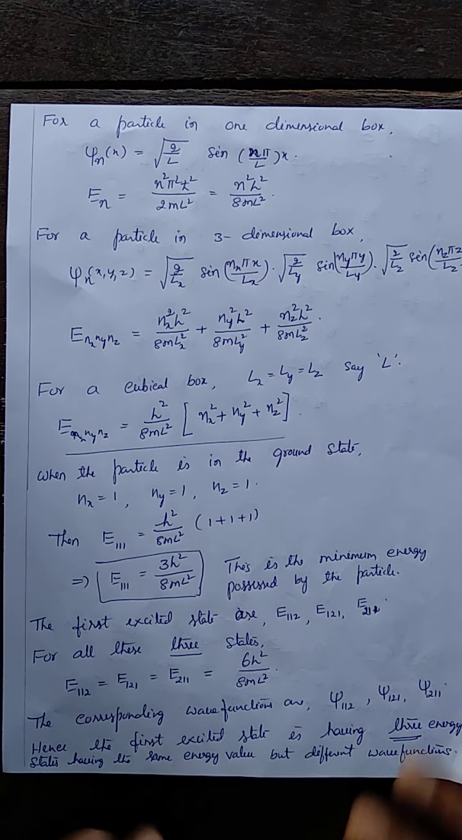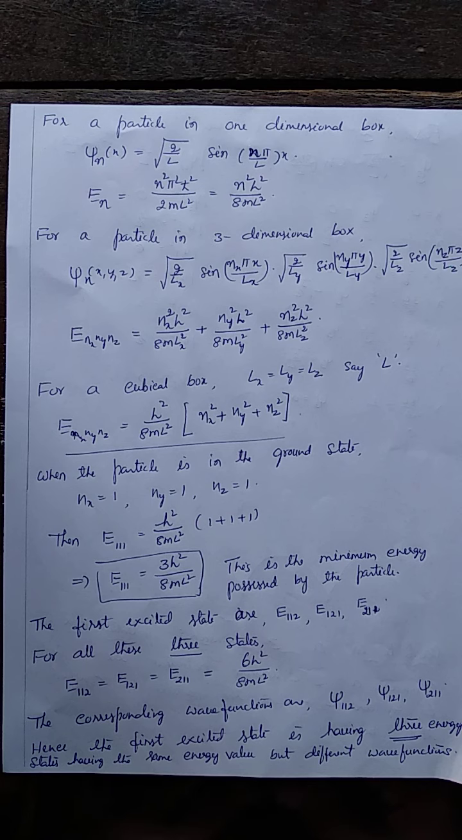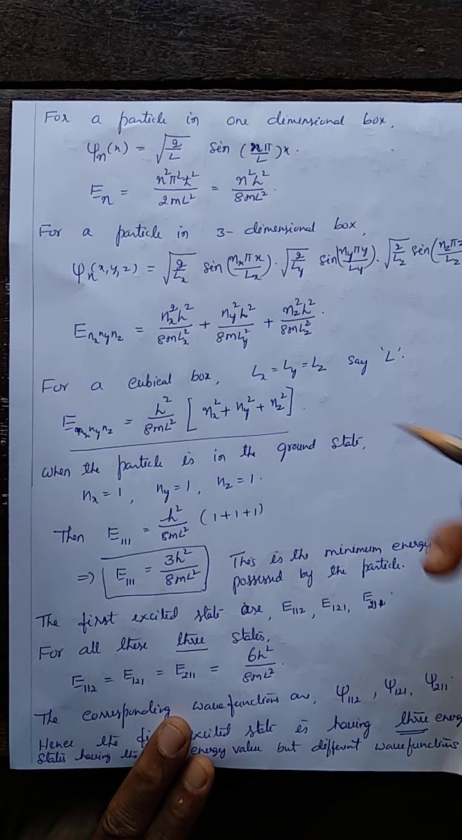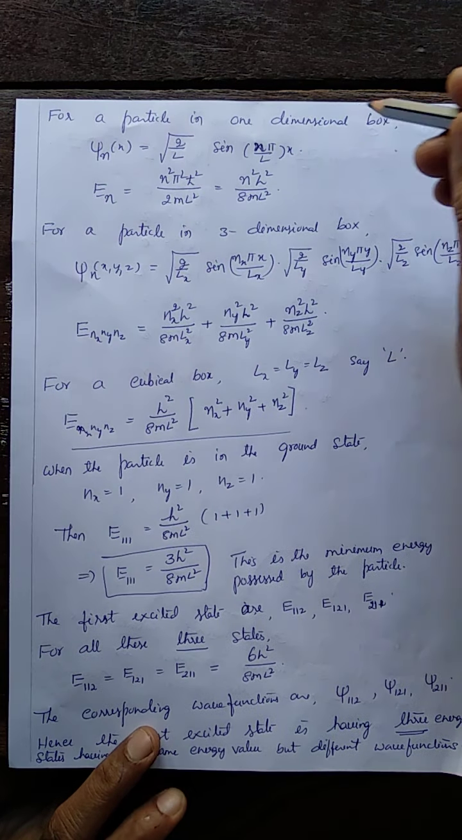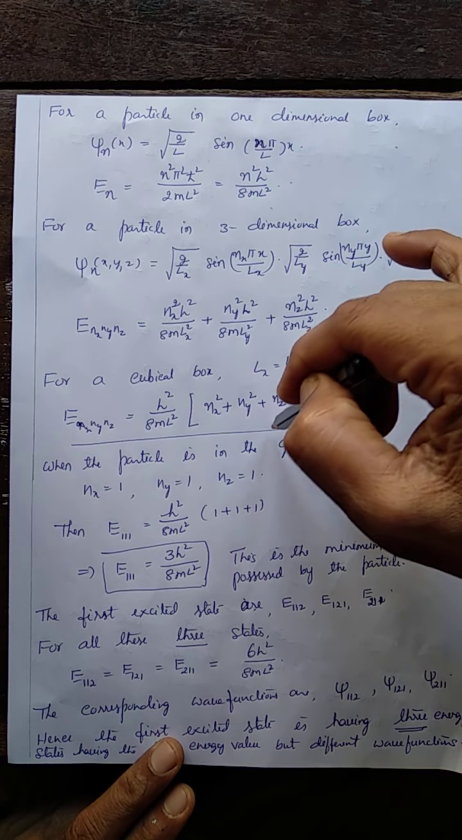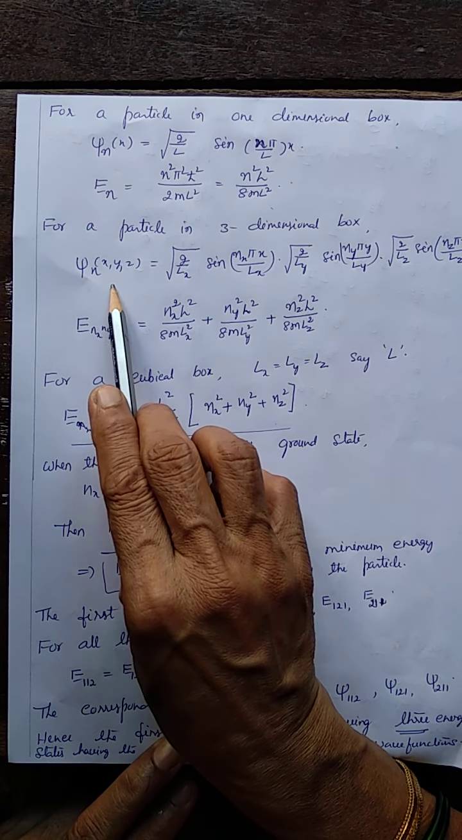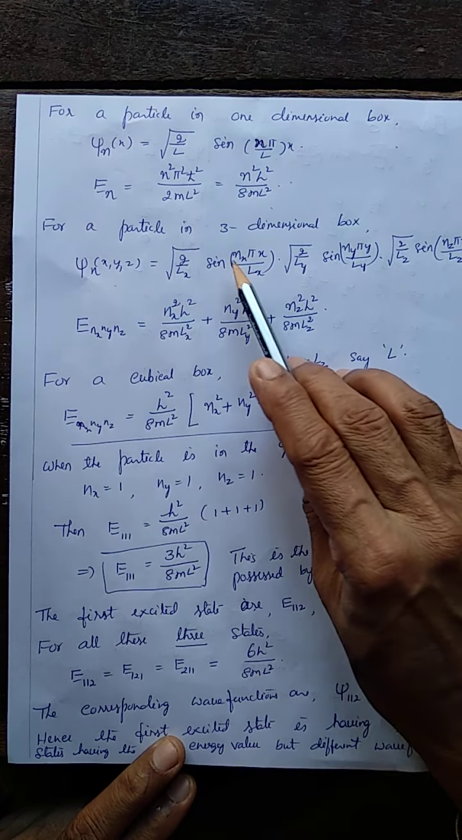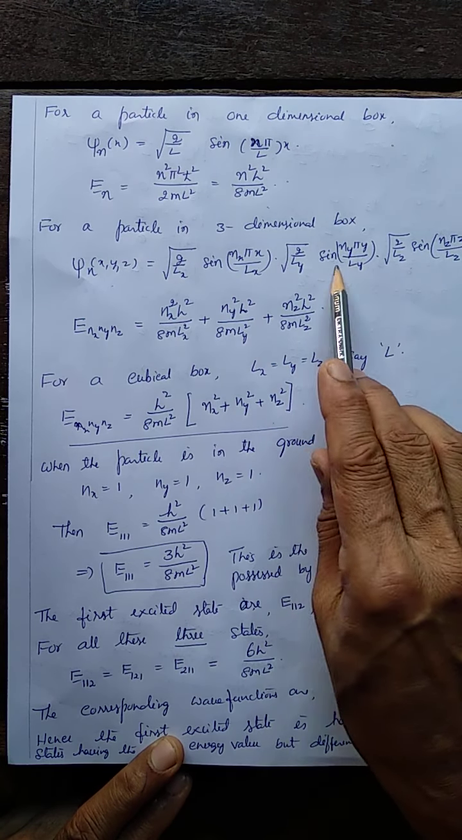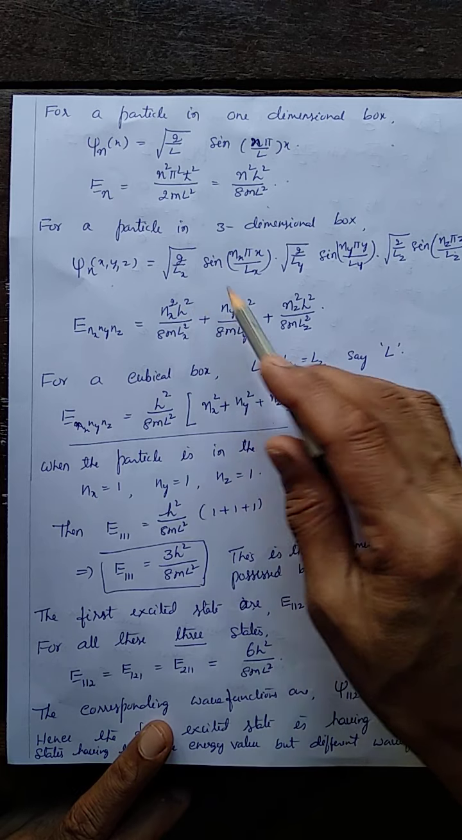Now, let us find out the wave function associated with the particle as well as the energy eigenvalues, the expression for energy also, when it is in a 3-dimensional box. Here, derivation is not there. We just get the expressions using the expressions corresponding to a particle in a 1-dimensional box. Using these two, we get this. So now, the wave function associated with the particle in a 3-dimensional box is given by this, the product of the terms.